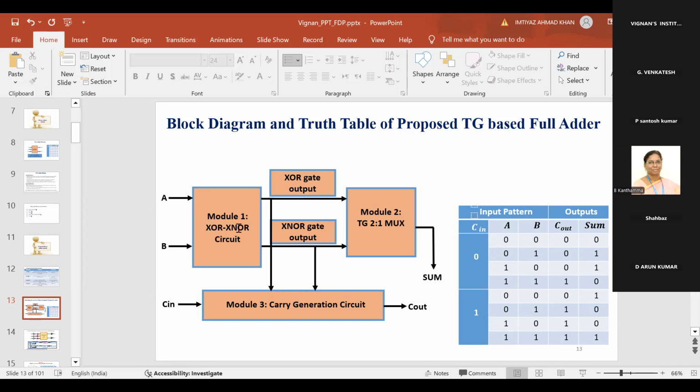I have proposed XOR and XNOR circuits in parallel, an XOR gate and an XNOR gate. Because they are parallel, there is no inverter delay and no dependent stage. If XOR and XNOR were dependent, meaning XOR followed by an inverter stage to get XNOR, then delay would be high. So I have reduced it by using XOR and XNOR in parallel. That's the reason speed is high. And I'm using a transmission gate based 2 cross 1 mux and a carry generation circuit, module 3.